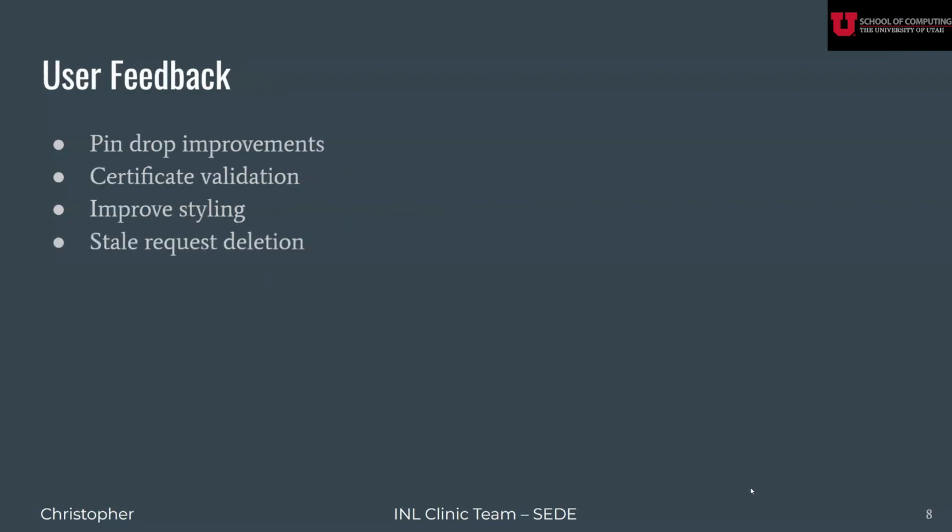As we developed our project, we made sure to incorporate ongoing feedback from our sponsors, INL. This included a lot of minor style adjustments. For example, we made improvements to our pin dropping features on our web UI. We made sure to get a valid certificate by hosting on a domain. And we made sure to make our widgets consistent in their styling, their requests as well. There were also some backend improvements, such as making sure to delete stale requests after API endpoints have served up their data.